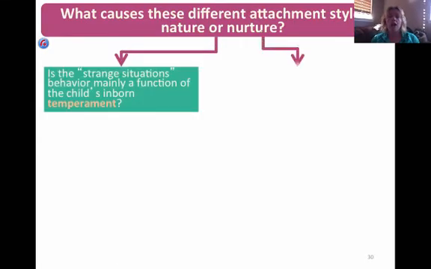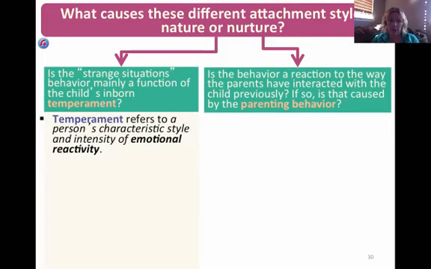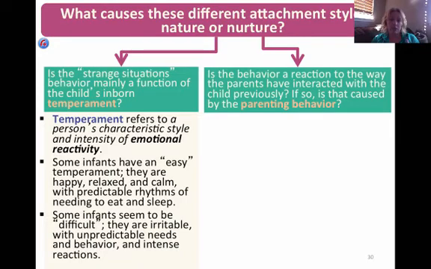Now, what causes the different attachment styles, nature or nurture? Well, one side of it says that the behavior in the strange situation is really based on the child's inborn temperament. Okay, and remember, temperament refers to a person's characteristic style and intensity of emotional reactivity. So they say some babies are just easy, and some babies are calm, and other babies are difficult. So is it really parenting styles and attachment so much as it just is the child's inborn reactivity?